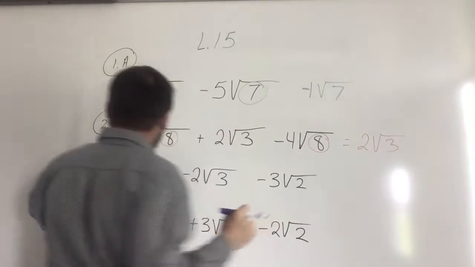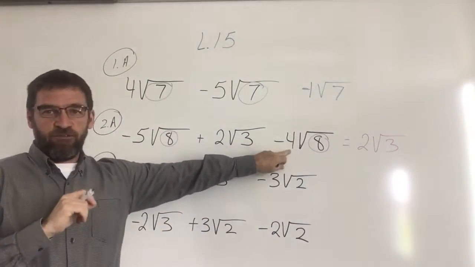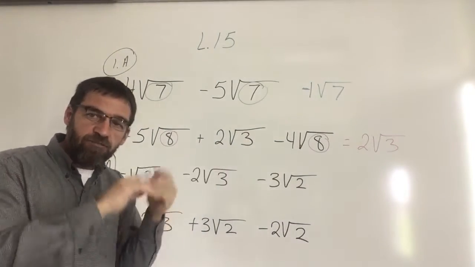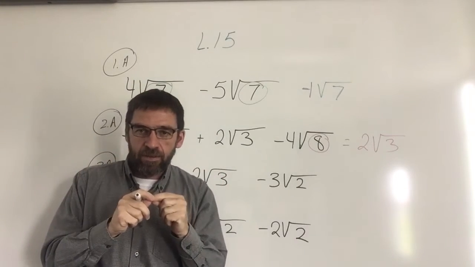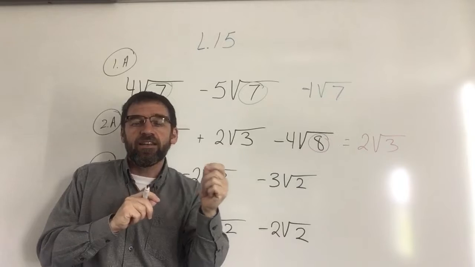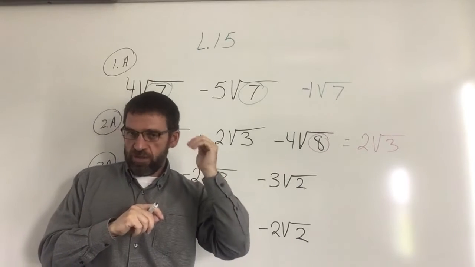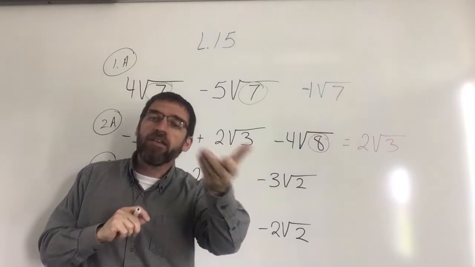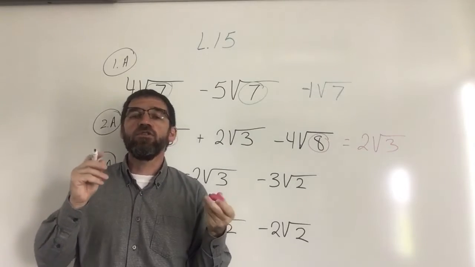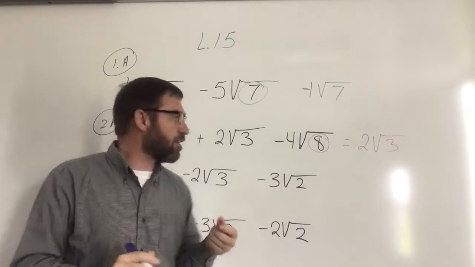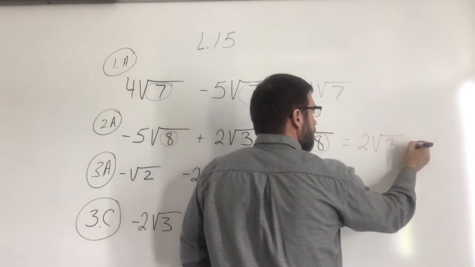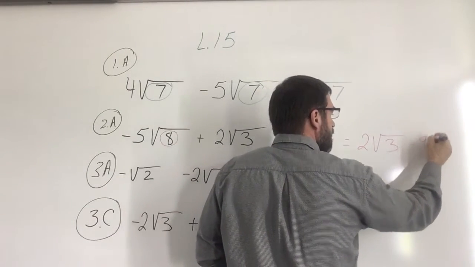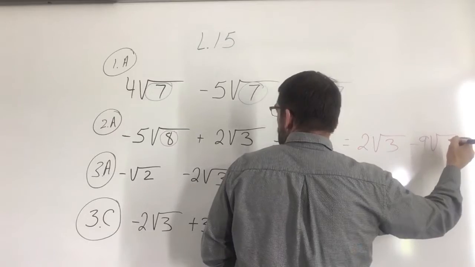But I can combine negative 5 and negative 4. Negative 5 and negative 4, the rule is two same signs add, and then use that sign. So 5 plus 4 is 9. And which sign do I use? The same sign, negative 9. So my answer is negative 9, radicand sign 8.